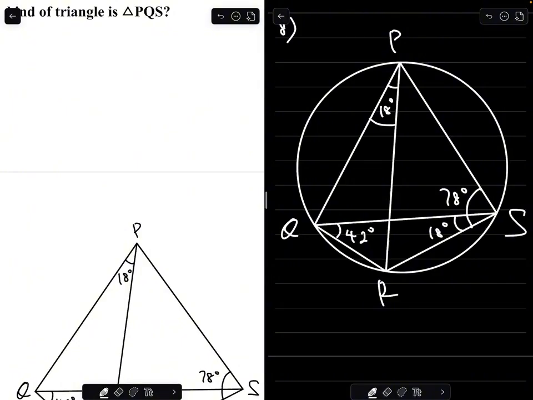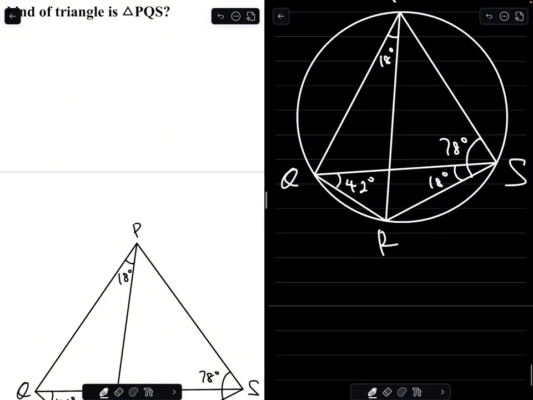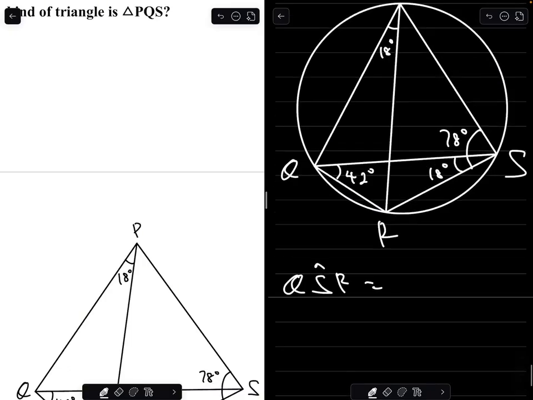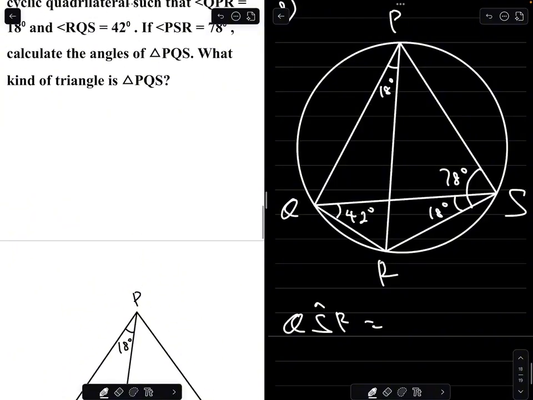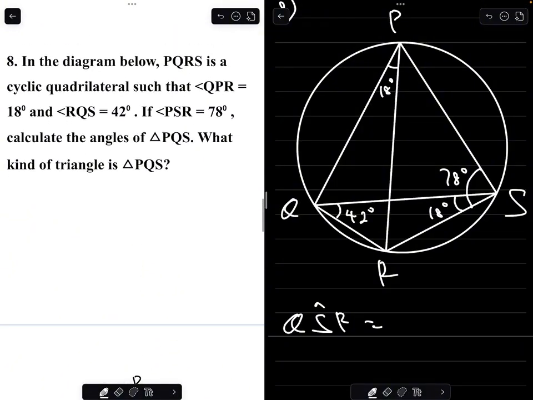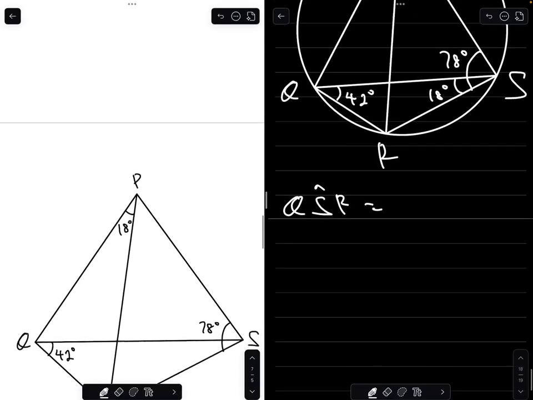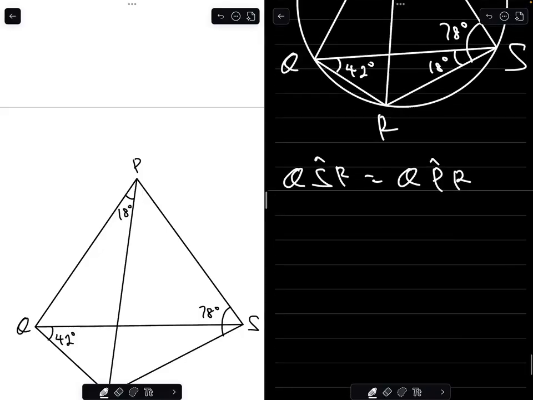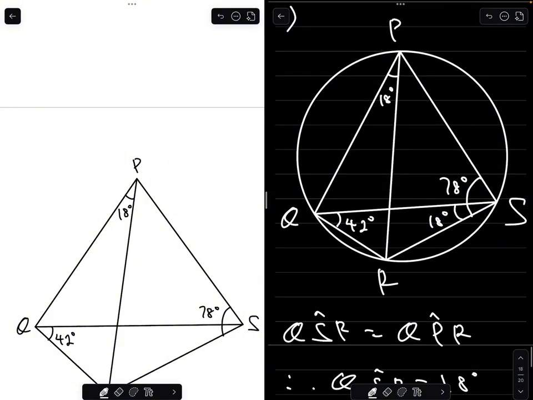And the reason for that is angles in the same segment. So angle QSR is equal to angle QPR. And the reason for that is angles in the same segment. So that therefore means angle QSR is also equal to 18 degrees.